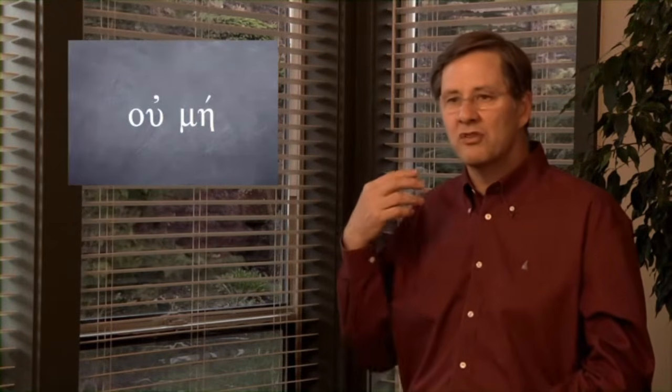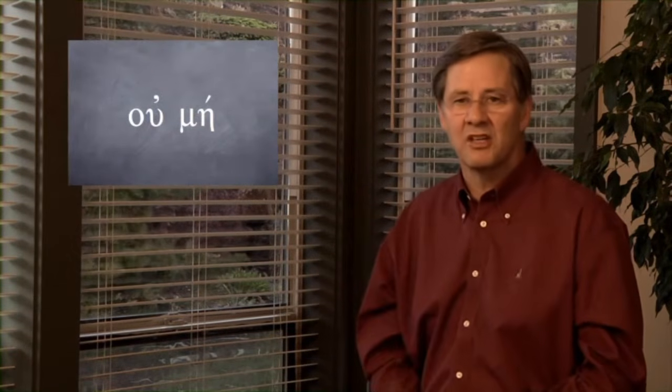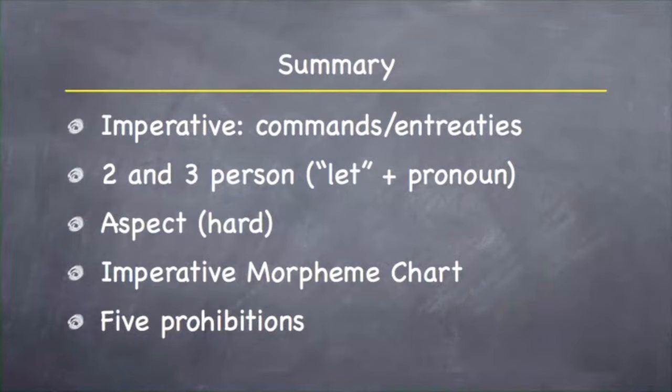But "ou," "me," and an aorist subjunctive is a way to forcefully state a prohibition. And it's really important when you see that to convey that sense in your preaching and teaching. Well, let's move on to the summary and see what we've learned in this chapter.